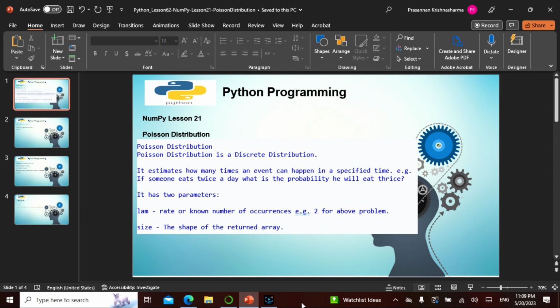And this is lecture 21. In the last two lectures we saw about binomial and normal. We saw normal as a continuous, binomial as a discrete. In both the cases we saw parameters. So normal has three parameters: loc, scale and size. Binomial has three parameters: n is the number of occurrences, p is a probability, and size is a size.